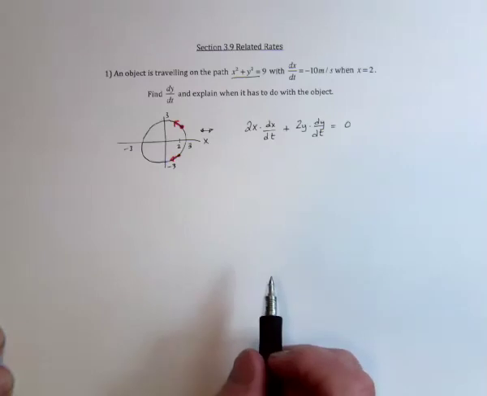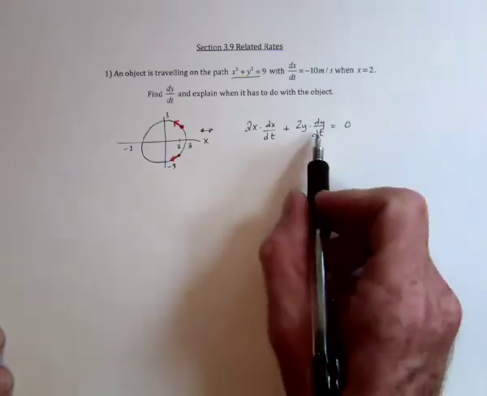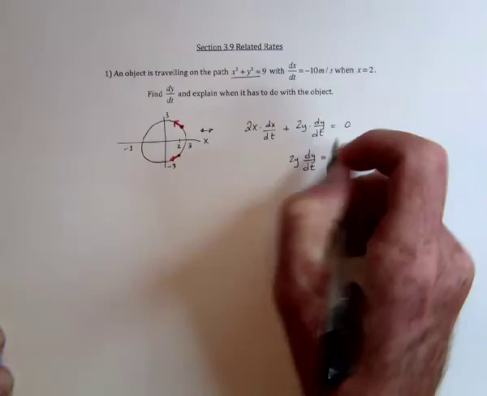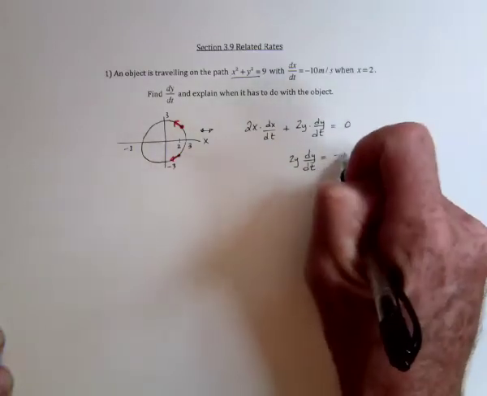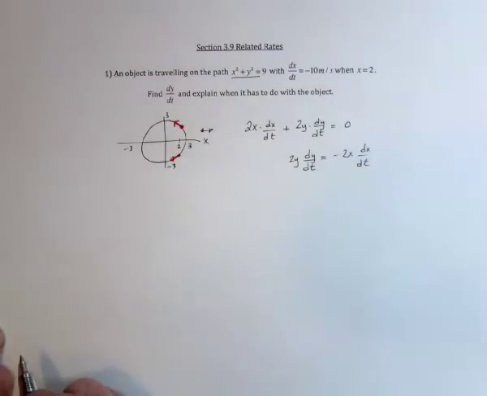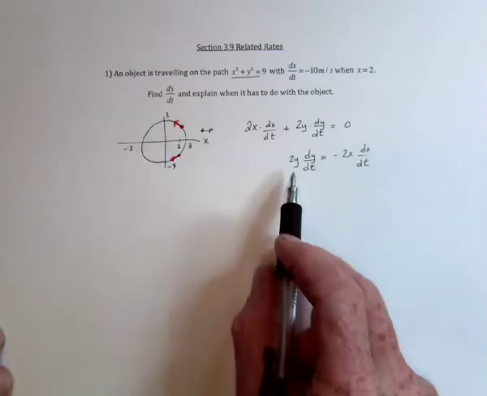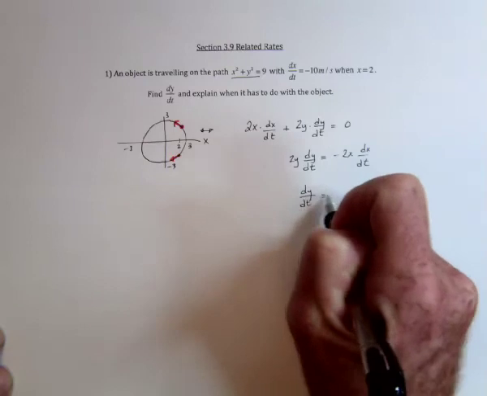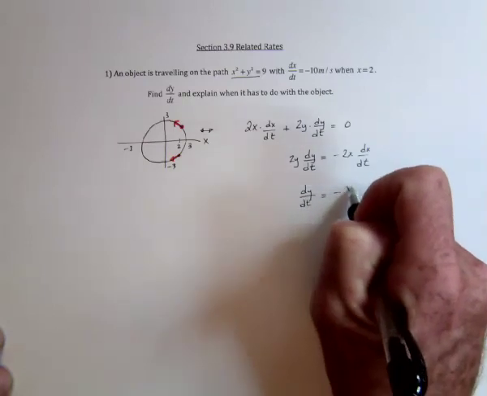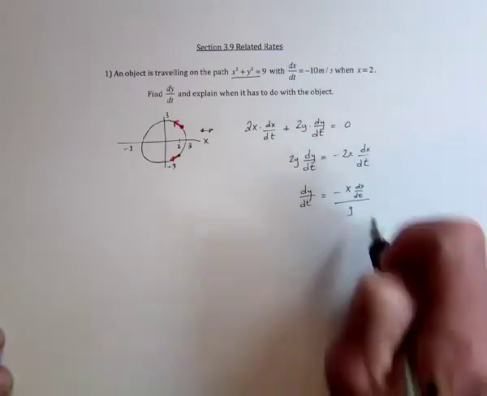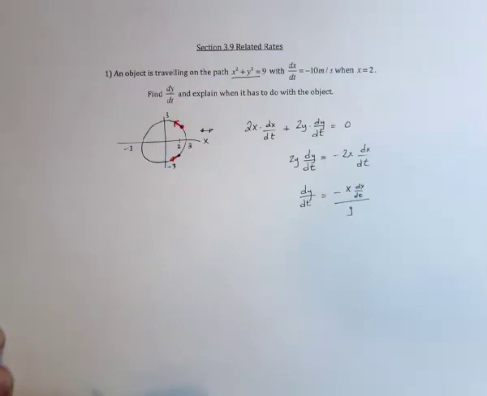Next, find dy dt. So solve for this. So take this expression and move it to the other side by subtracting. And now to solve for dy dt, all we need to do is divide both sides by 2y. The 2's are going to cancel. And then we've got negative x dx dt over y.